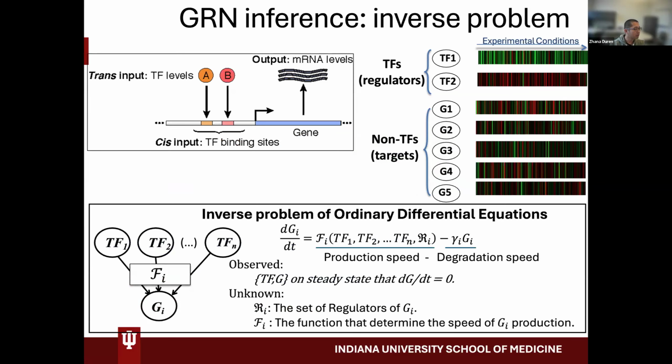Historically, in many cases, the function Fi is modeled as a linear function. I'm going to talk about this: it is an oversimplified case, so it will underfit the model.